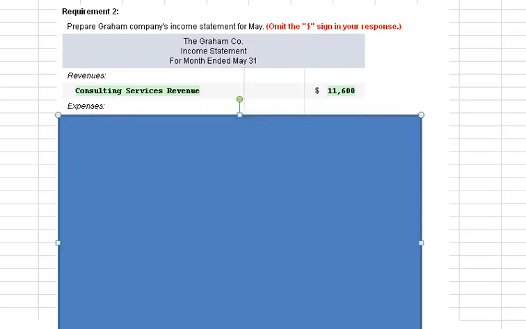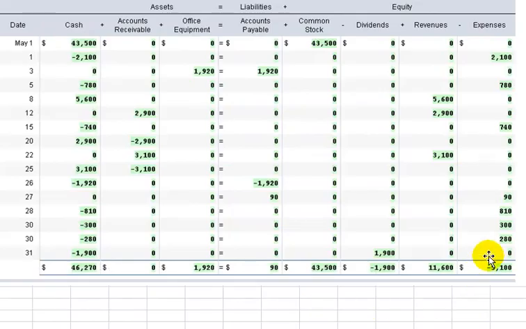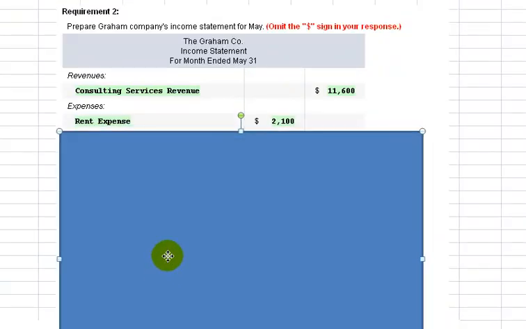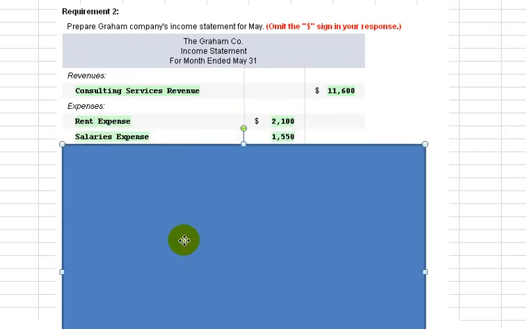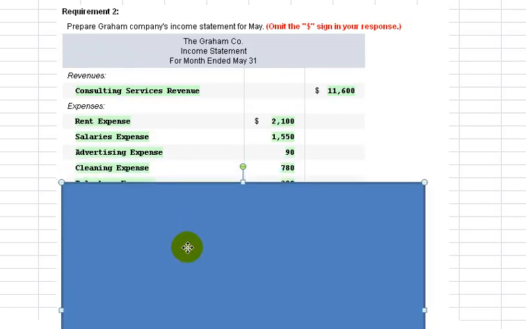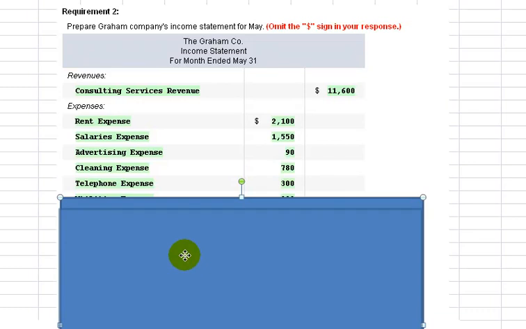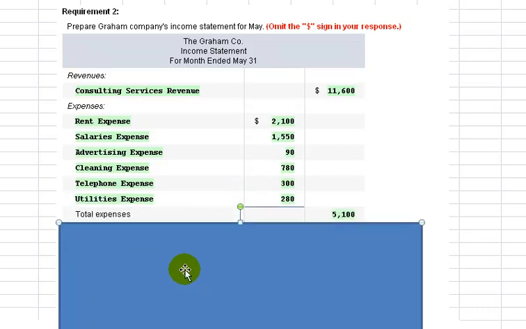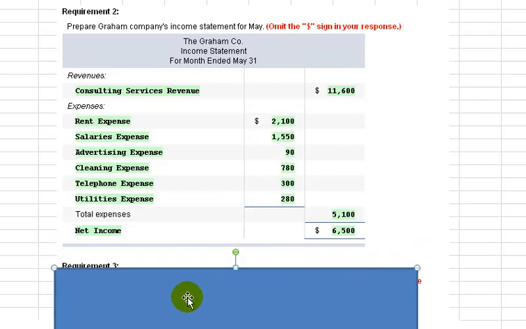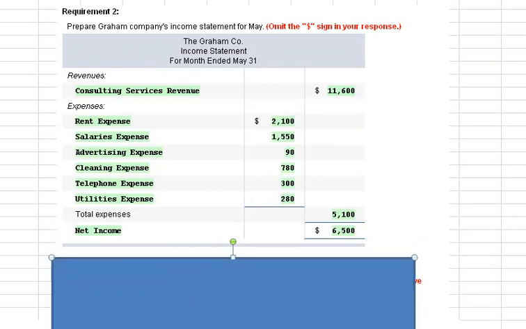And then we need to back out the expenses. And we just simply list the expenses we had. Now we would actually need to look at what each of these are for and then put them into the various categories. So if you went through that detail, you had rent expense of $2,100, salaries expense of $1,550, advertising expense of $90, cleaning expenses of $780, telephone expenses of $300, utilities expenses of $280, so a total expense of $5,100. And then when we subtract the $5,100 from the $11,600, we wind up with net income of $6,500, and that takes care of requirement 2.